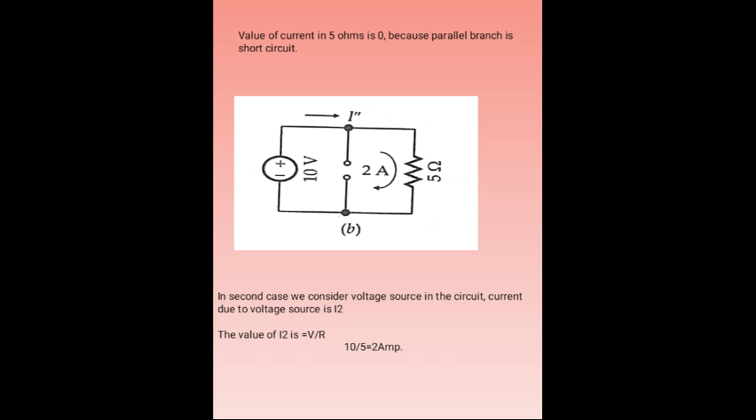So the net current in 5 ohm resistance is the sum of I1 plus I2, where I1 is 0 ampere and I2 is 2 ampere. So the net current in the network is 2 ampere. This is the procedure of superposition theorem.